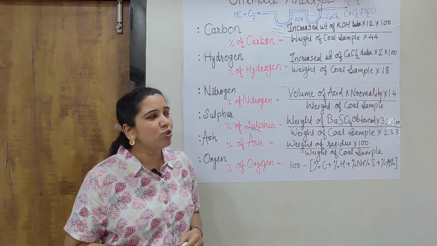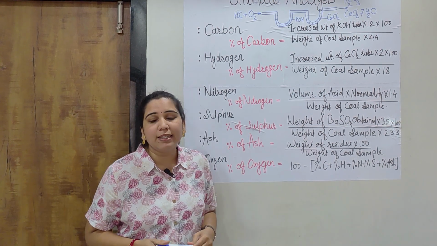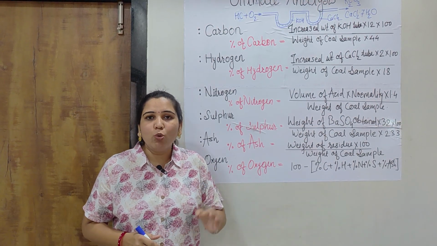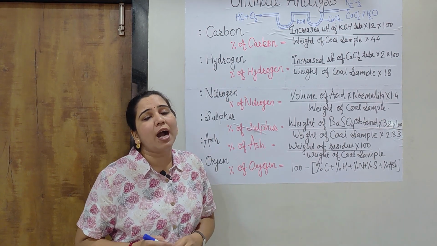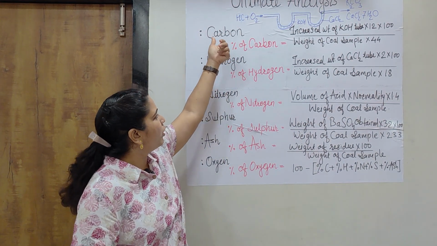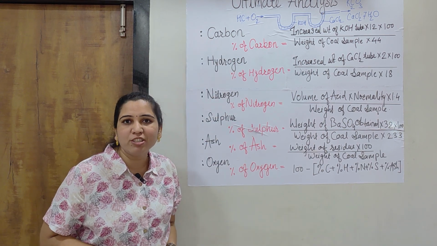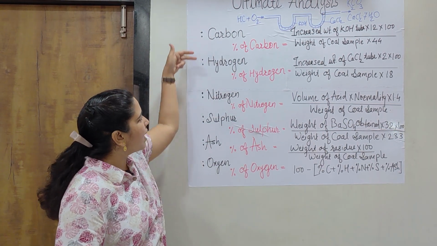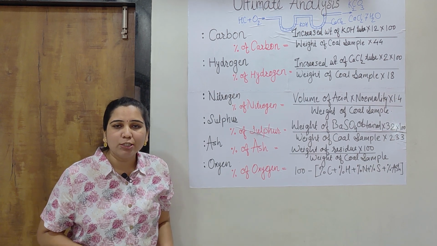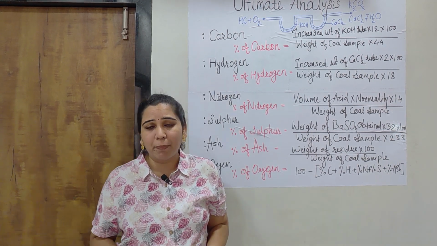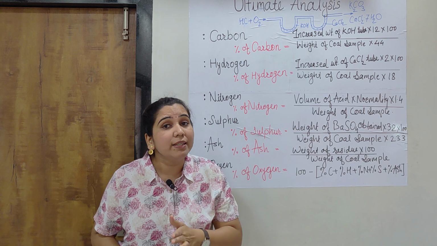So guys, today's topic is ultimate analysis, in which first we have to determine, to estimate, the amount of carbon. So carbon is the first point. I have written all the points here. Carbon is first, then hydrogen, nitrogen, sulfur, ash and oxygen. These are the ingredients of coal which we have to determine separately according to their percentages.